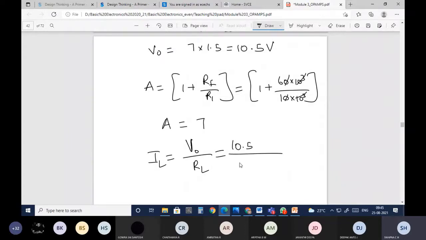10.5 divided by RL. RL he has given as the load resistance, 47K. So 47 into 10 power 3. So can anybody tell me the answer?